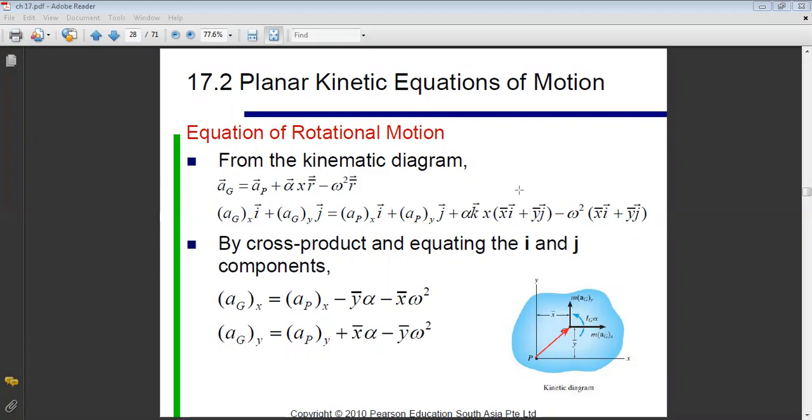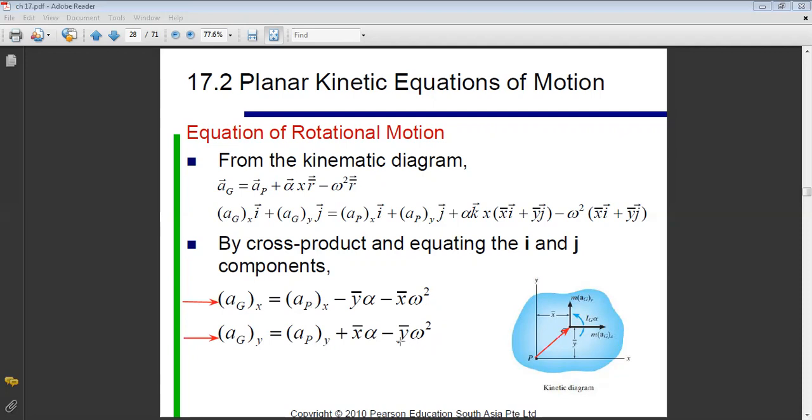I obtain two equations. One by comparing along i, and the other by comparing along j. By comparing along i, I obtain AGX equals APX minus y bar alpha minus x bar omega squared. And AGY equals APY plus x bar alpha minus y bar omega squared.